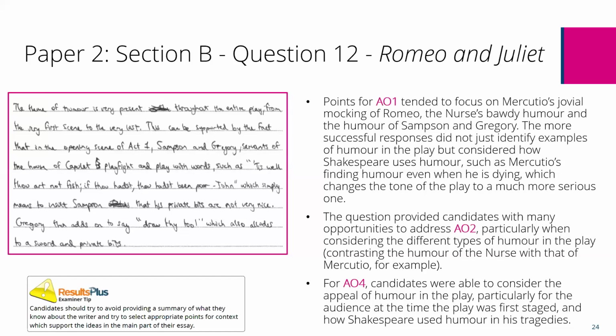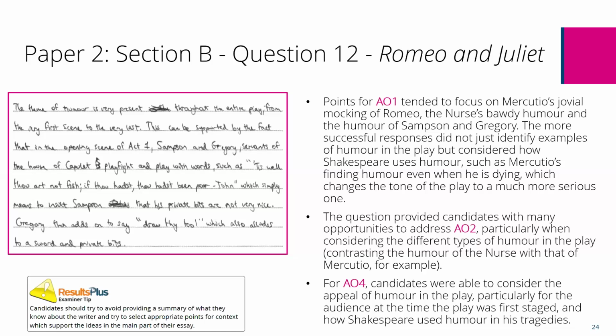The more successful responses did not just identify examples of humour in the play, but considered how Shakespeare uses humour, such as Mercutio's finding humour even when he is dying, which changes the tone of the play to a much more serious one. Some very good bits of AO2 there as well as AO1. The question provided candidates with many opportunities to address AO2, particularly when considering the different types of humour in the play, contrasting the humour of the nurse with that of Mercutio, for example.